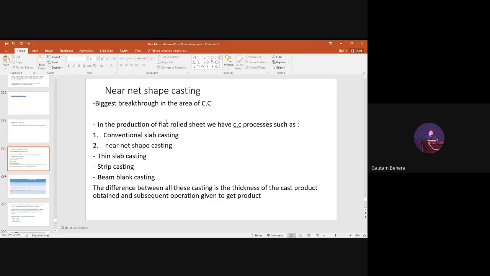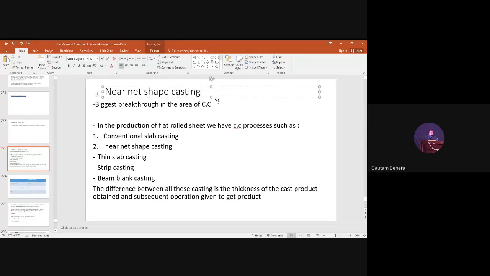Now if you look, the development is near net shape casting. I think I have talked something about this earlier. Near net shape casting is the development which has happened to the continuous casting process. So near means closer, close. And net shape means I'm talking about the final shape. Final shape means the final shape of the strip or the steel sheet, which will be used in the car bodies, for example.